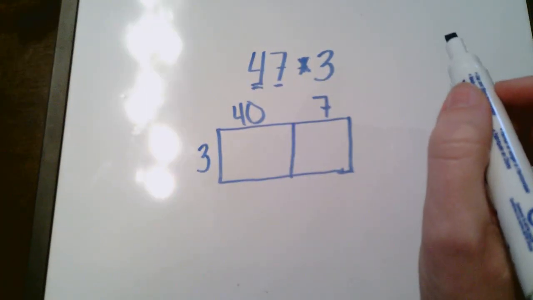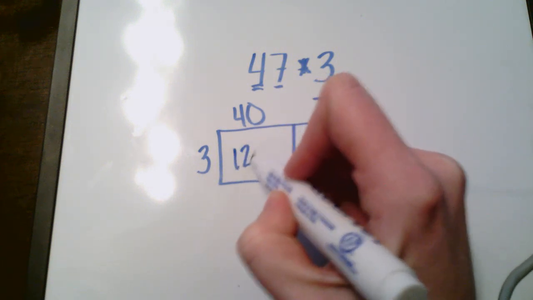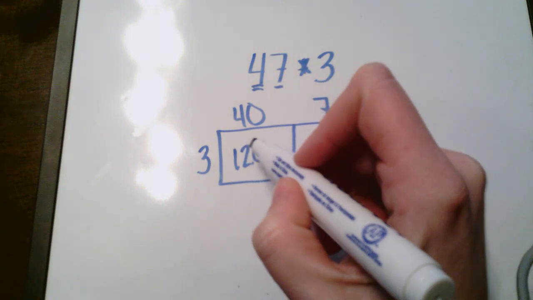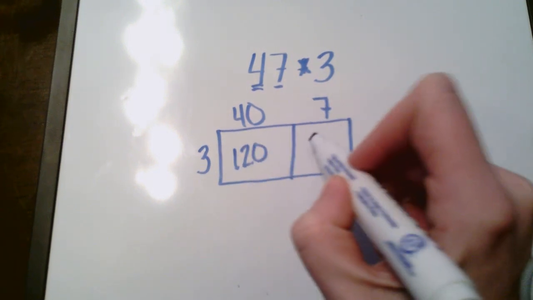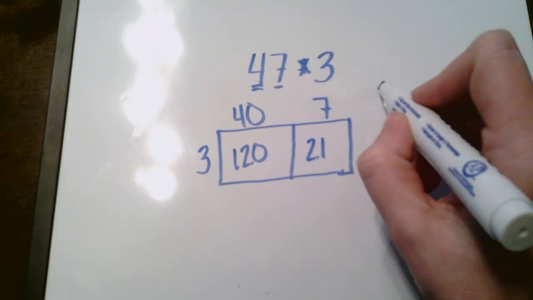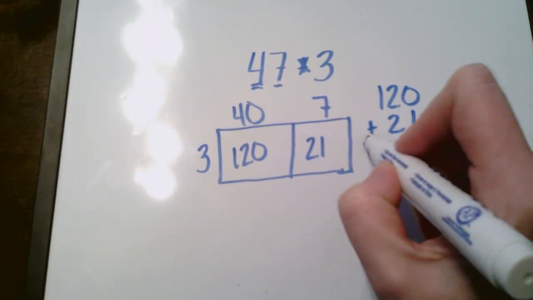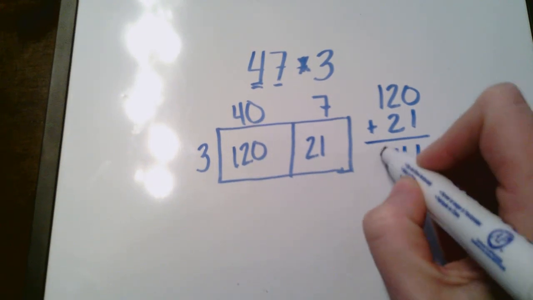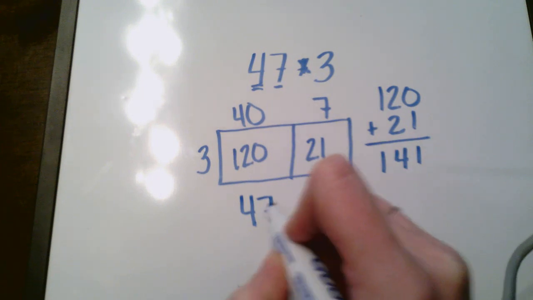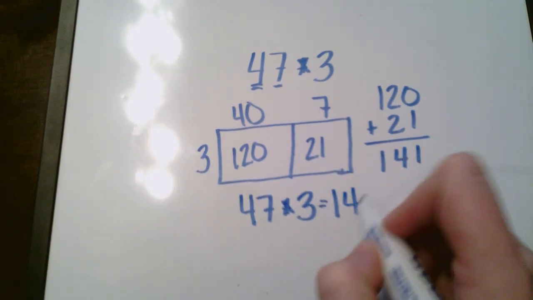And then I multiply into our two squares. 3 times 40 is 120. And remember those extended facts. 3 times 4 is 12, and then the 0. And 3 times 7 is 21. And then we add them up. 120 plus 21 is 141. So we know that 47 times 3 equals 141.